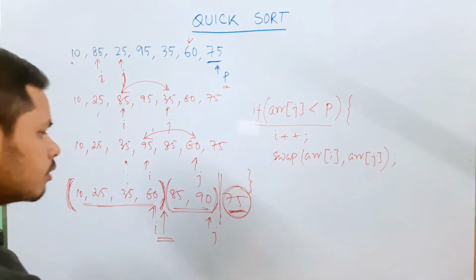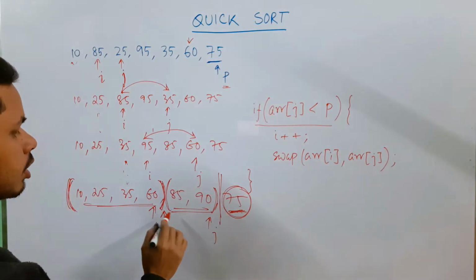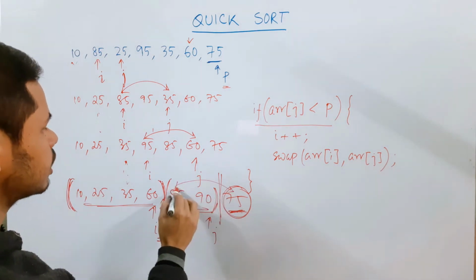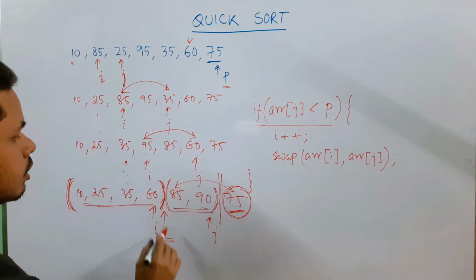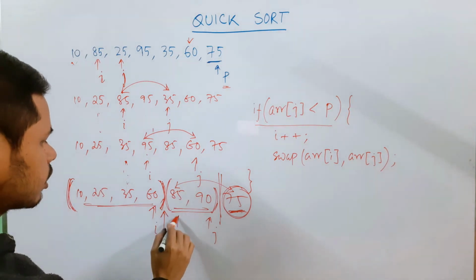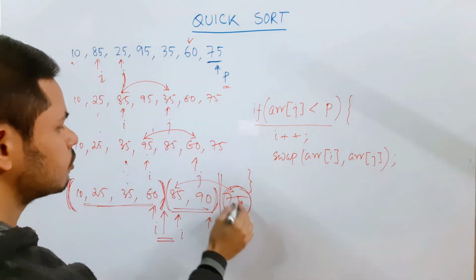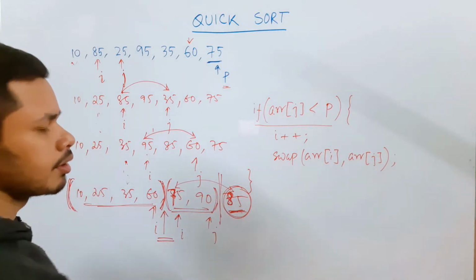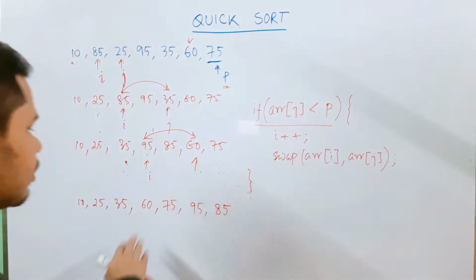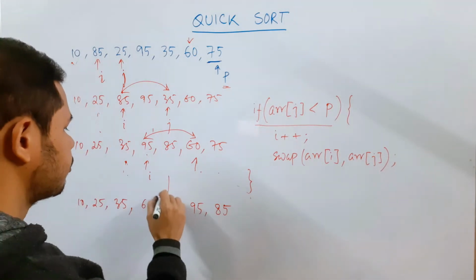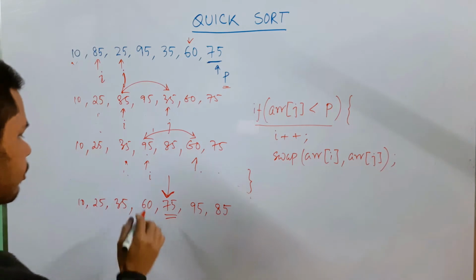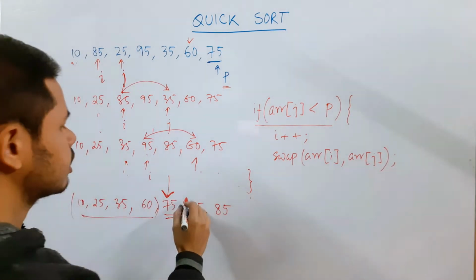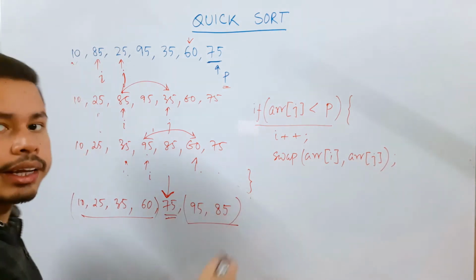Now how to place 75 into this place? We'll just swap these two elements. Previously our I was at this position, so we'll increment I here and swap these two. So that will become 75 and it will become 85. After the first partition, the array looks like this. This is our pivot element, 75. All the elements on the left of this pivot are lesser than this pivot, and all the elements on the right hand side of this pivot are greater than this pivot.